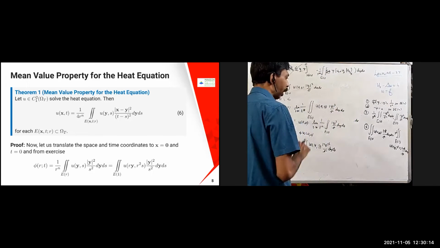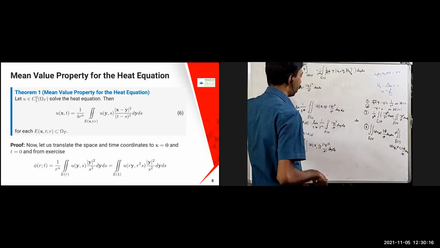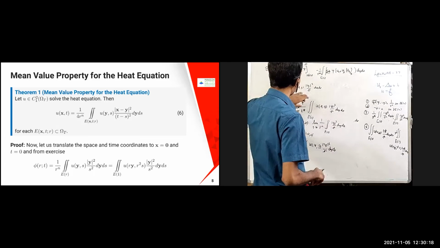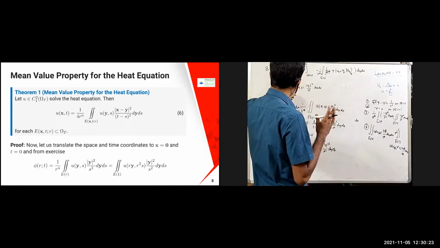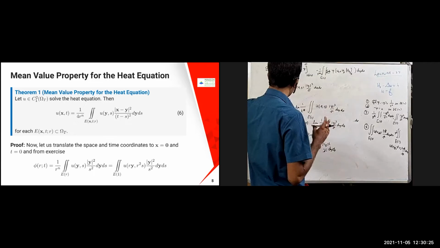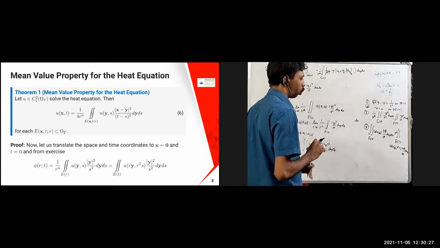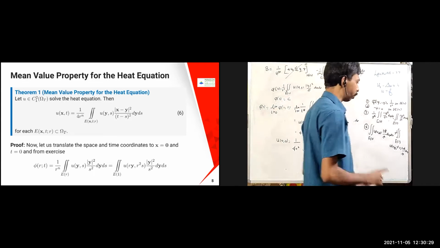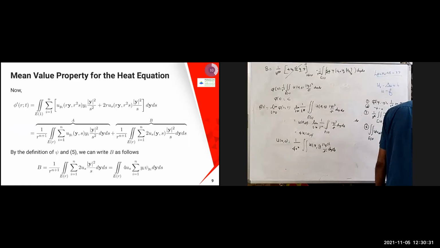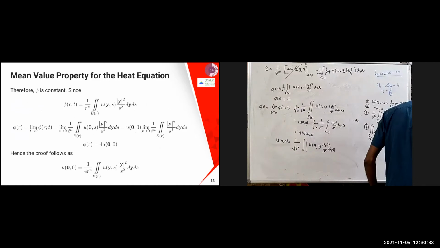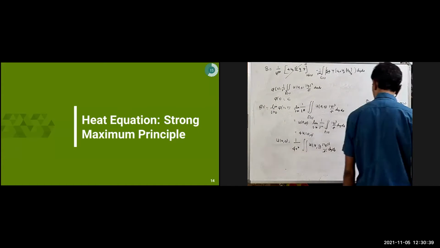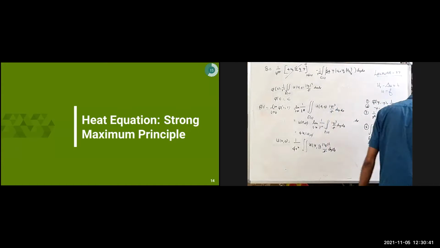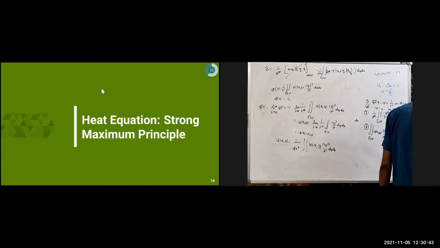Okay, because your pi of r is constant, whatever be the pi, your u of x comma t is going to be this one. Okay, because pi is constant. Okay, so if you have any questions, let me know for this one. So I have explained all the proof here, the details. If you have any questions, let me know.